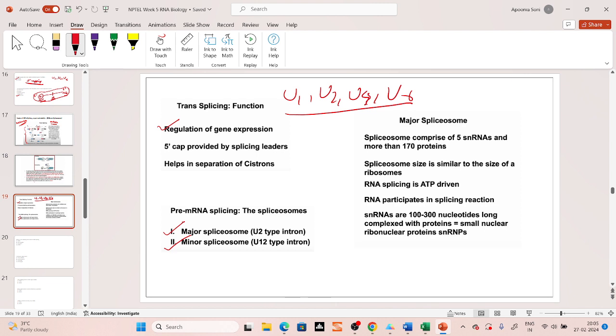So what major and minor means is that both perform the same function. The only difference is that major spliceosome complexes are the ones that are majorly used, and minor spliceosome complexes are the ones which are used less. Okay, this is the difference. Is it clear? That major spliceosome complexes are the ones which are used majorly.